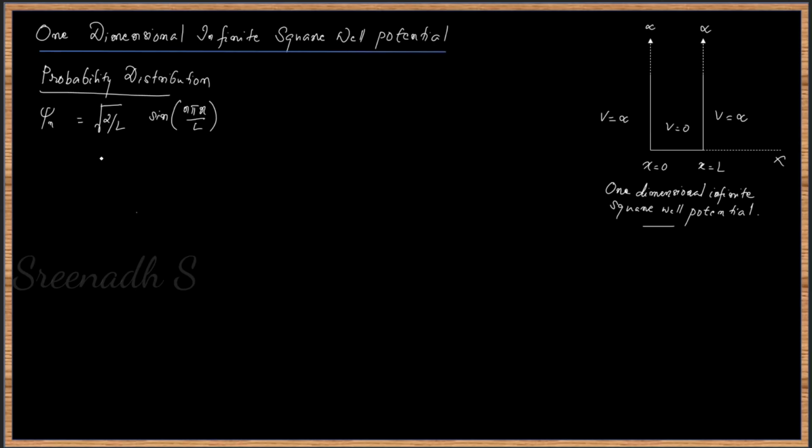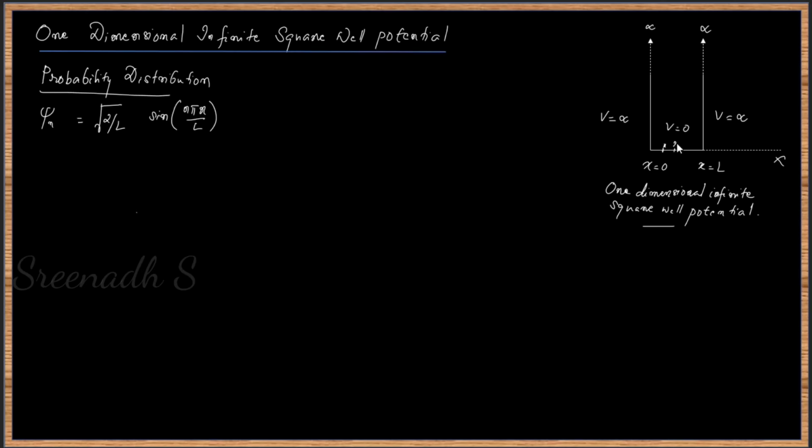So we consider 2 points: x here, and after a very small distance dx, we find another point x plus dx.